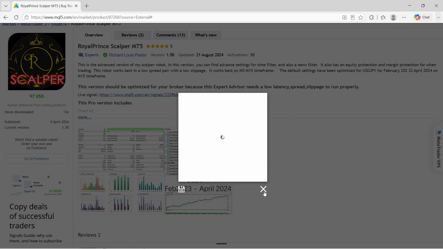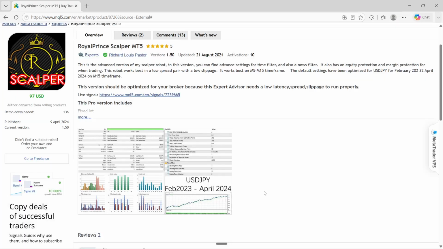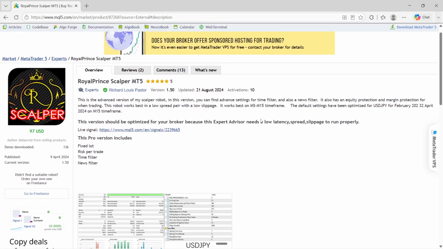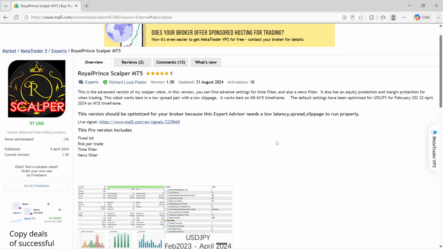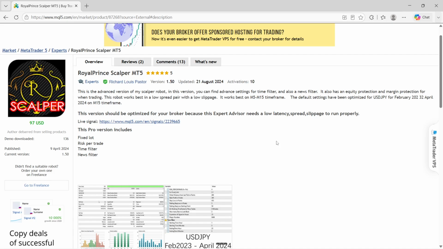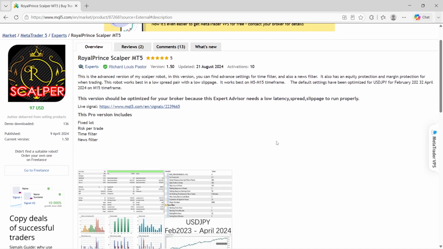Alright, so from the MQL5 page, you can see that the EA RoyalPrince Scalper goes for 97 US dollars and is positioned as the advanced version of the developer's Scalper robot. It includes advanced time filter settings, a news filter, equity protection, and margin protection. The EA is designed to work best on low spread pairs with low slippage and is recommended for the M5 to M15 timeframes.